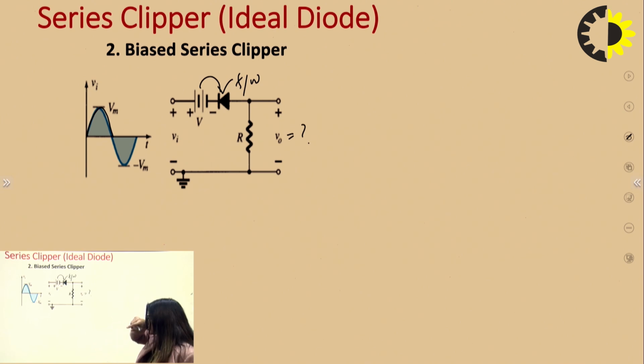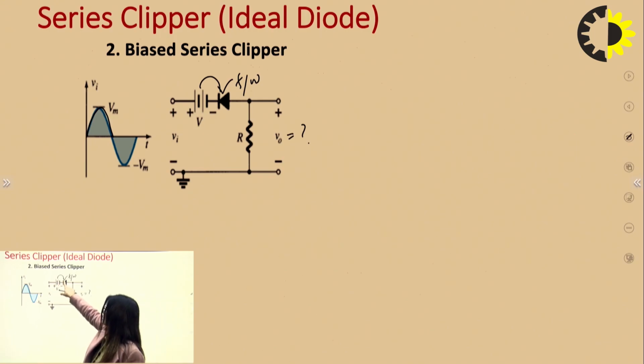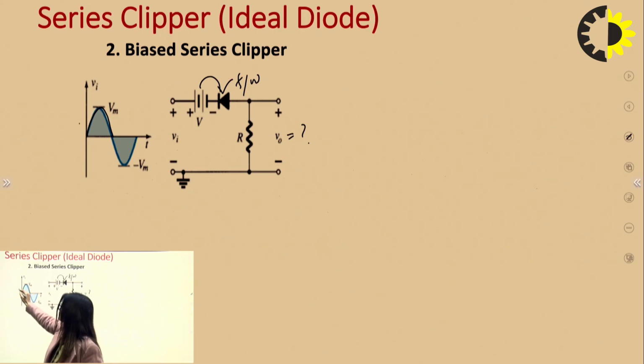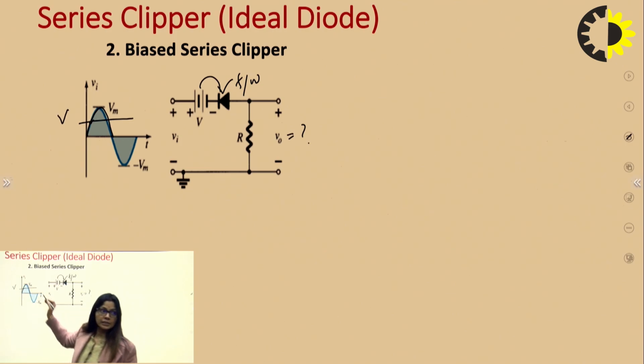So it is making it forward, but after V, when this Vm is greater than V, then for this particular part of the waveform, this diode, let's say here you can assume a value also, 5 volt and this is 2 volt.